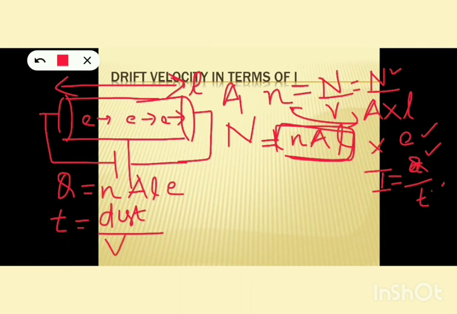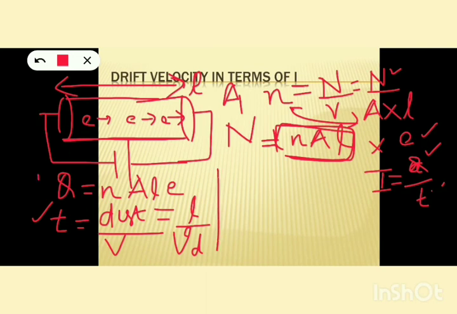Here, what is the distance traveled by those electrons? It is the length of the conductor, L. So it will be L by, and which velocity? Drift velocity: L by Vd. I hope you know this equation: velocity is equal to distance by time. Therefore, time is equal to distance by velocity.